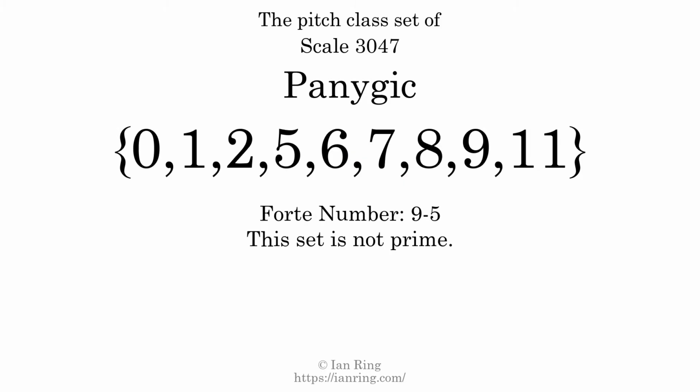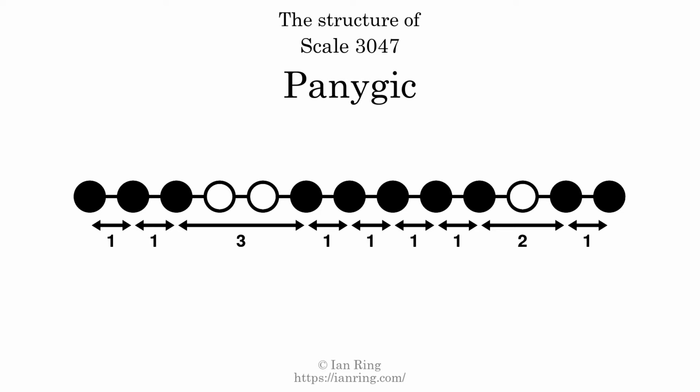The pitch class set for this scale is 0, 1, 2, 5, 6, 7, 8, 9, 11. The fault class is 9, 5. This set is not prime. The structure of a scale is a description of the interval distance between each successive tone. This scale has a structure of 1 1 3 1 1 1 1 2 1.